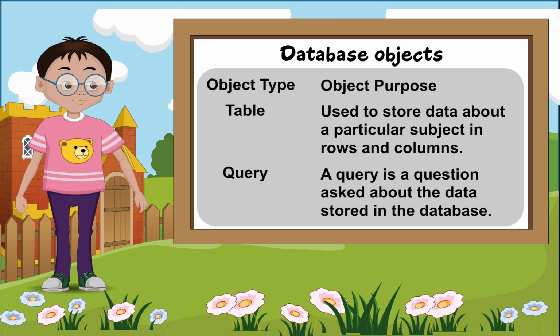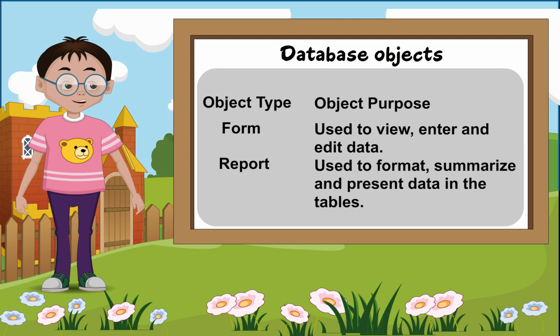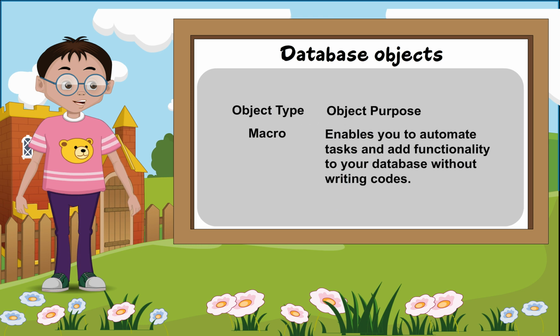Database object, object type, object purpose. Table: used to store data about a particular subject in rows and columns. Query: a query is a question asked about the data stored in the database. Form: used to view, enter, and edit data. Report: used to format, summarize, and present data in the tables.